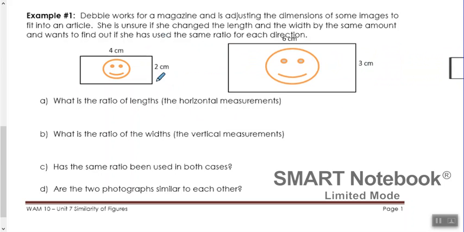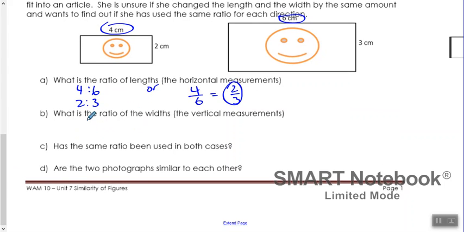So what's the ratio of the length? So the horizontal measurements. So our lengths, so the longer sides, are 4 and 6. Okay, so you can, remember, set it up like this or like this. It really doesn't matter. So a 4 to 6 ratio, so divide by 2 is a 2 to 3, or same thing over here, 2 to 3. Let's use fractions. So the ratio of the length is 2 over 3.